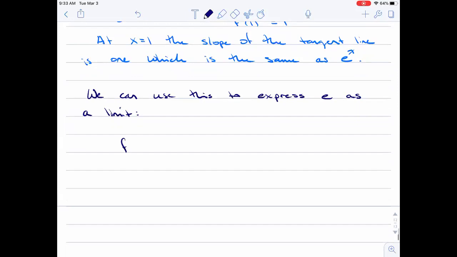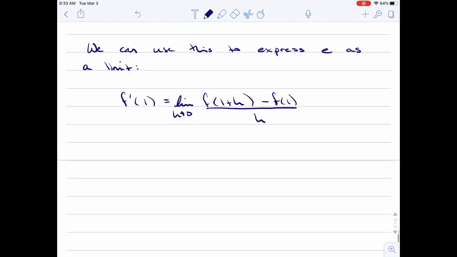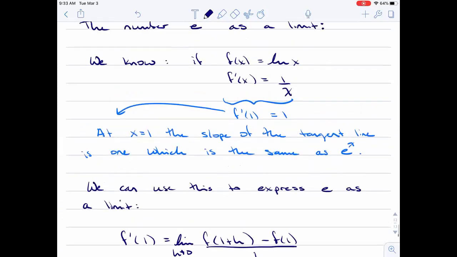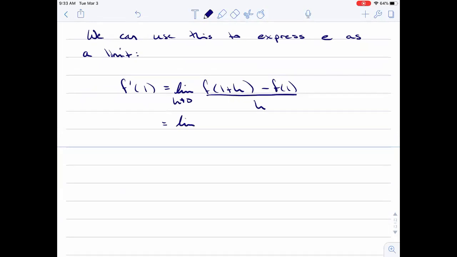So if we know that f prime of 1, well, if we use the limit definition of a derivative, the limit as h goes to 0 of f of 1 plus h minus f of 1 over h, talking in terms of x's, in terms of h's, we can swap these out and say, well, that's going to be the same as the limit as x goes to 0 of f of 1 plus x minus f of 1 over x. We can do that.